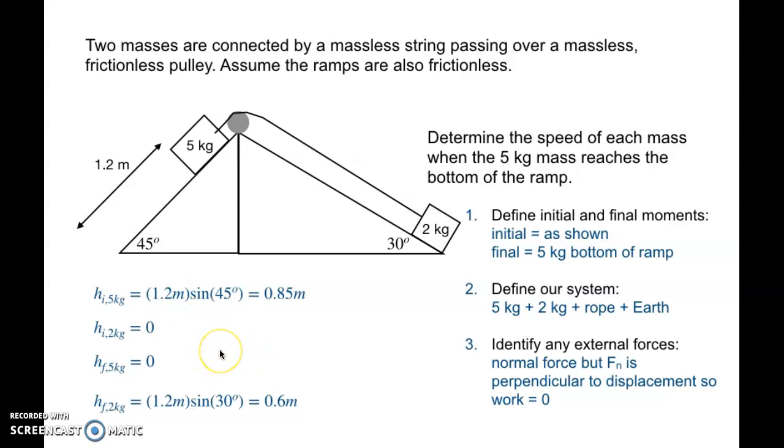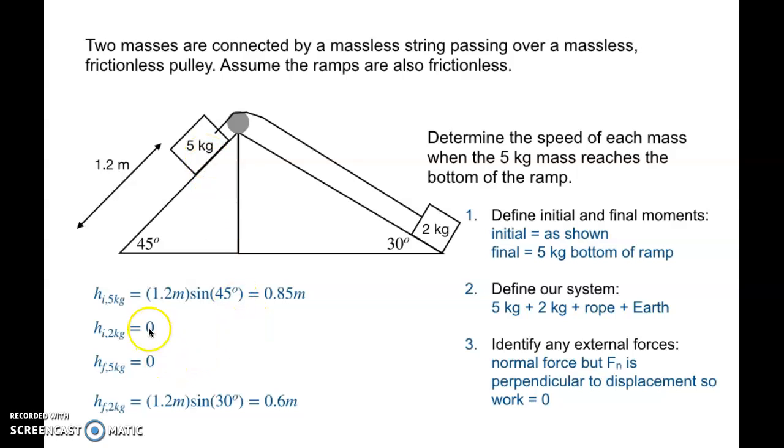Over here, I'm going to take a minute and just write out the height of our boxes at each moment. So taking the bottom of the ramp to be a height of 0, the 2 kilogram starts out at a height of 0. The 5 kilogram starts out with a height not of 1.2 meters, but we want the vertical height. So 1.2 sine 45 degrees. The 5 kilogram box starts out with a height of 0.85 meters.